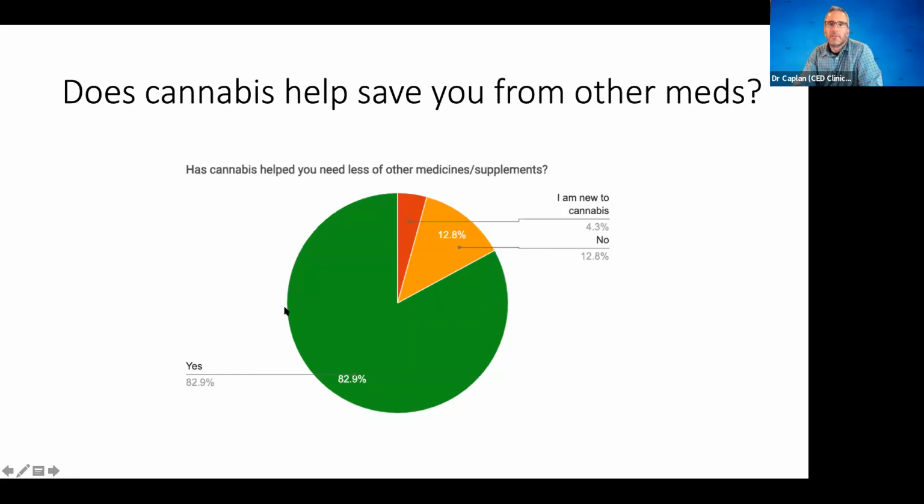One of the things that I ask, maybe it's on the next slide actually. Yeah, does cannabis help save you from other medicines? And green is yes. One of the interesting things is we see as people embrace cannabis, as they trial it out and see what's fitting for them, almost all of them are able to get off of other medicines that they were using. Their illnesses are not going away. This is just using cannabis to replace the treatments.